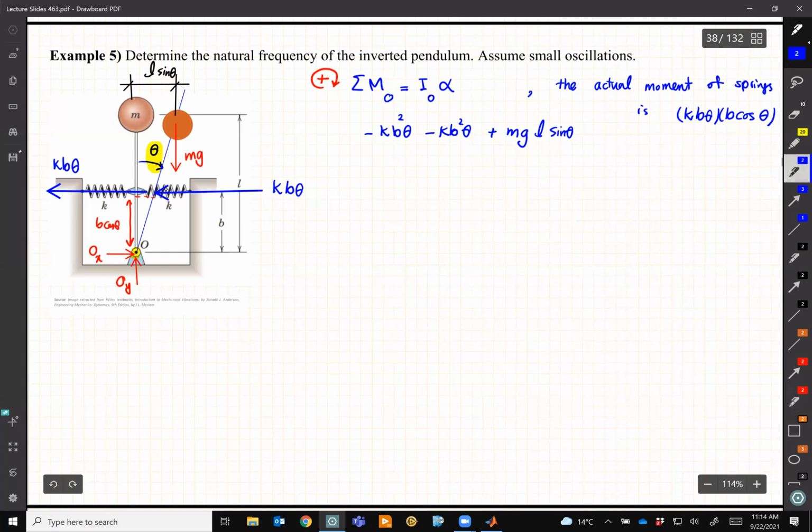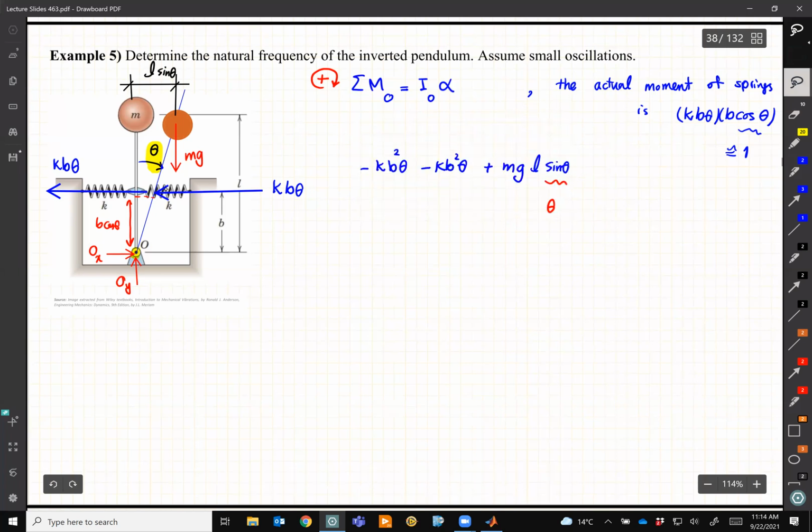However, we said that in this course, we can approximate cosine theta by 1. Similarly, we can approximate sine theta by just theta. This is what we said in the very first session. Anyway, my point is you can still use the actual distance, but you end up summarizing them and getting rid of cosine theta and sine theta. And then it is equal to I_O alpha, which we talked about for a particle.